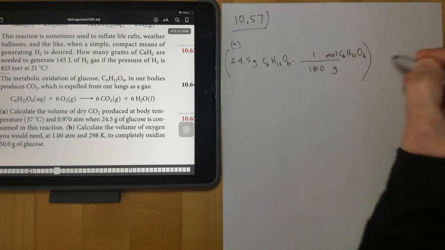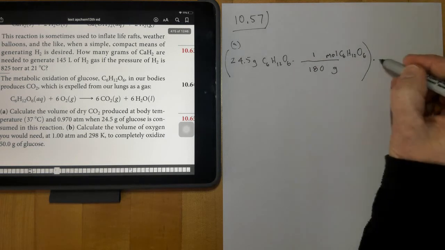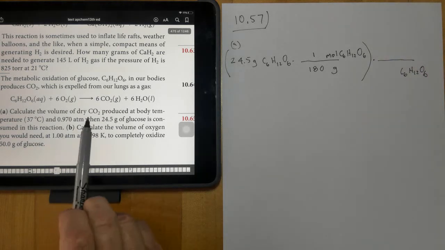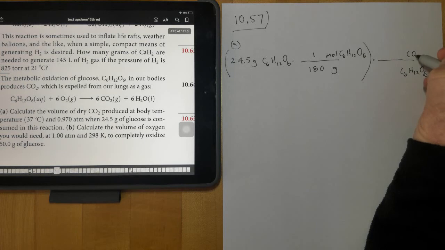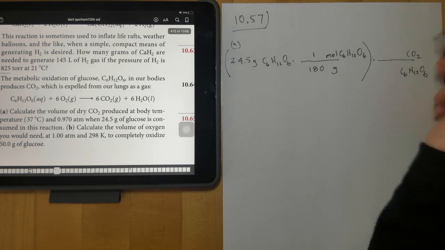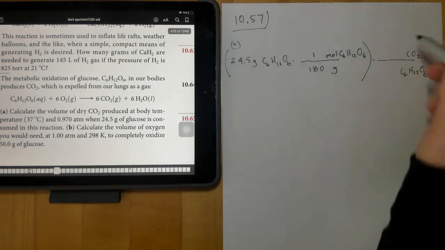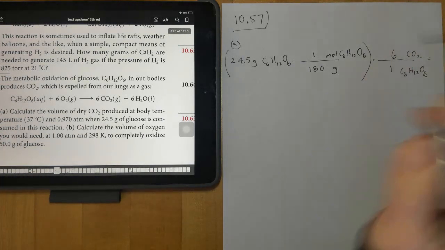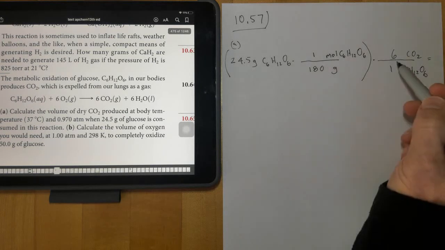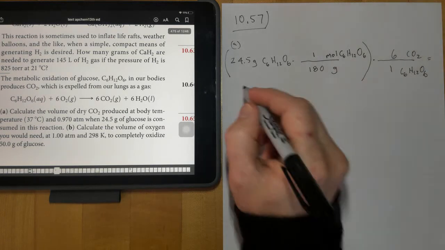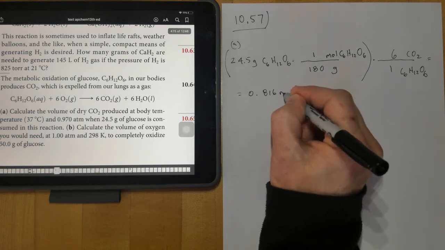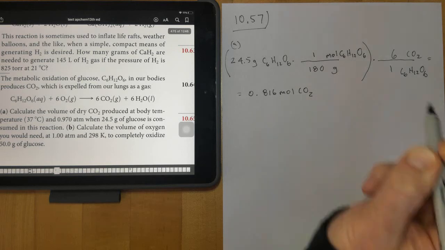Step number 3, then, we want to go from glucose, which is C6H12O6, to the asked for units. And the thing that we want to know is CO2. So you put CO2 up here as your new desired units. And in the balanced chemical equation, there's a 6 in front of the CO2 for every 1 mole of glucose, which is right here, 6-to-1 ratio. So 24.5 divided by 180 times 6 gives us 0.816 moles of CO2 that's going to be produced.